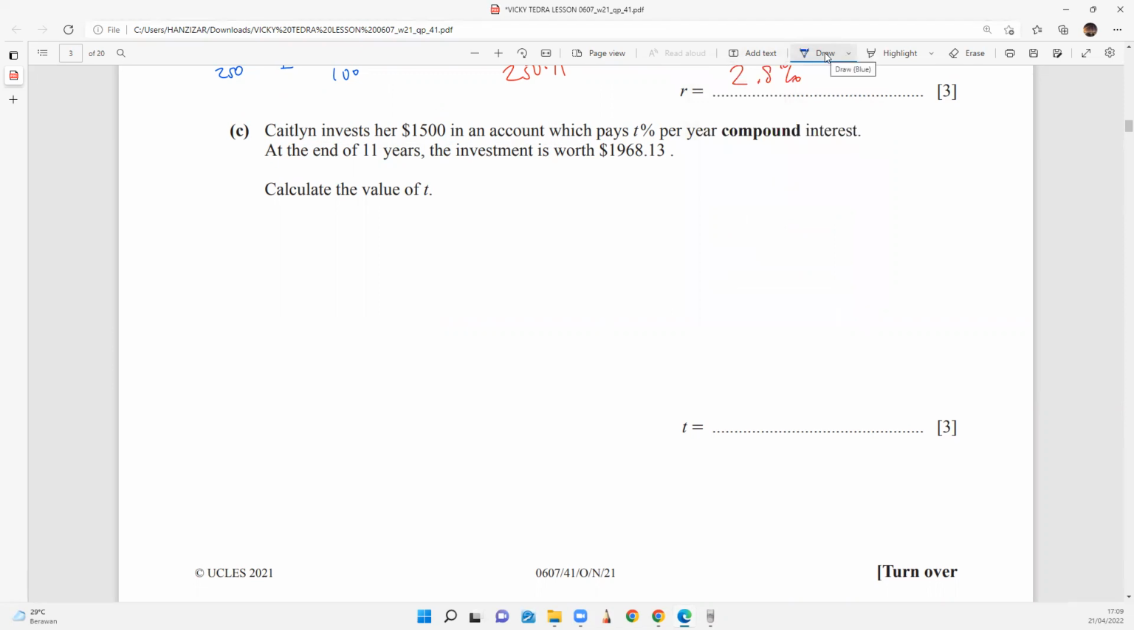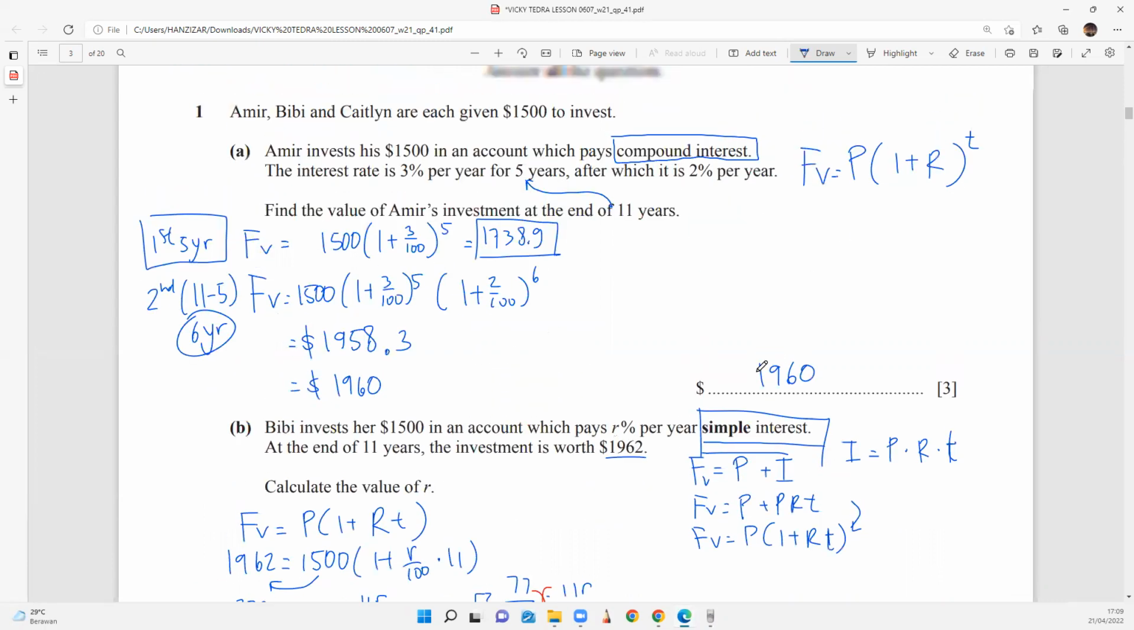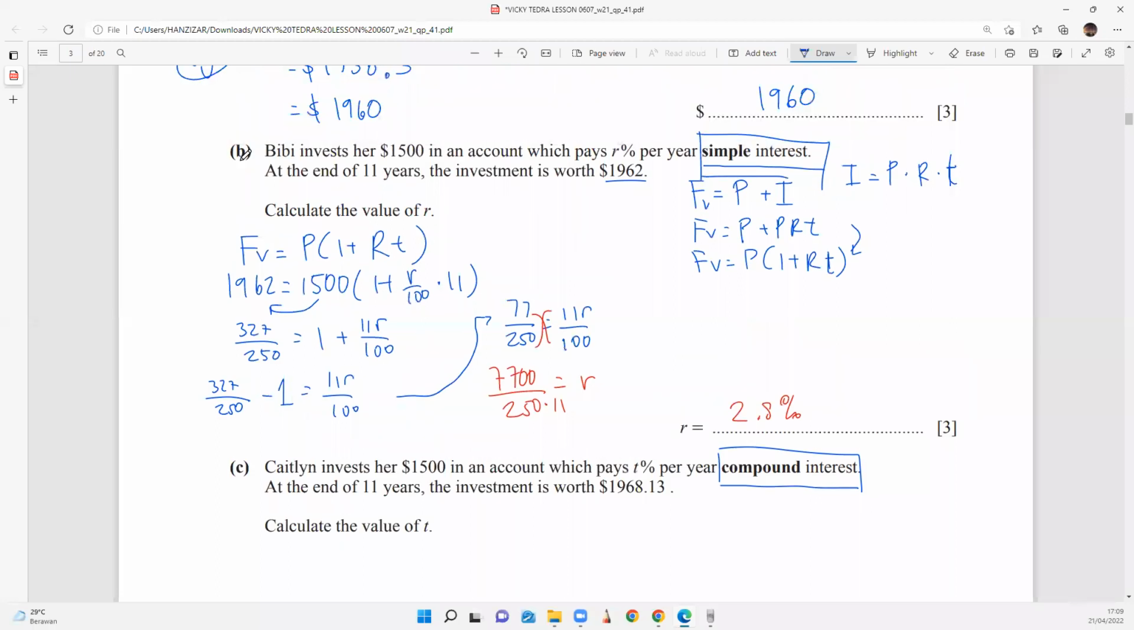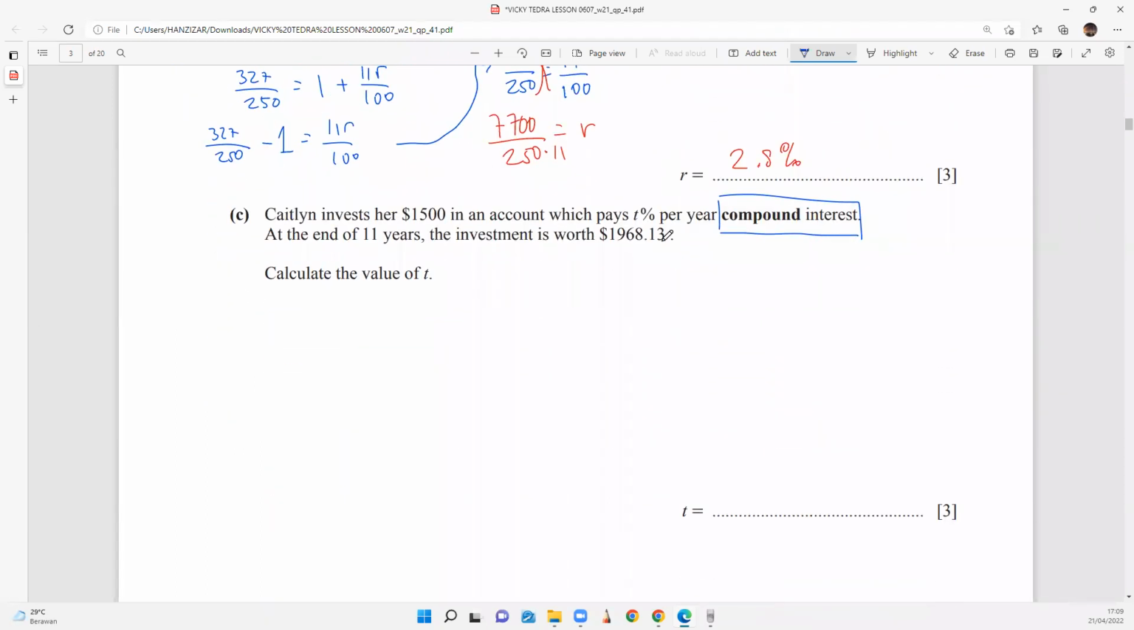No problem. Okay. Next, Caitlin invests her 1,500 in an account which pays 3% per year compound interest. So this is pure compound interest. So the hardest question is A, right? Because they have two conditions, two compounds. But for B, simple interest, you just use the formula. And C, also compound interest, just use the simple formula without having twice the counting.